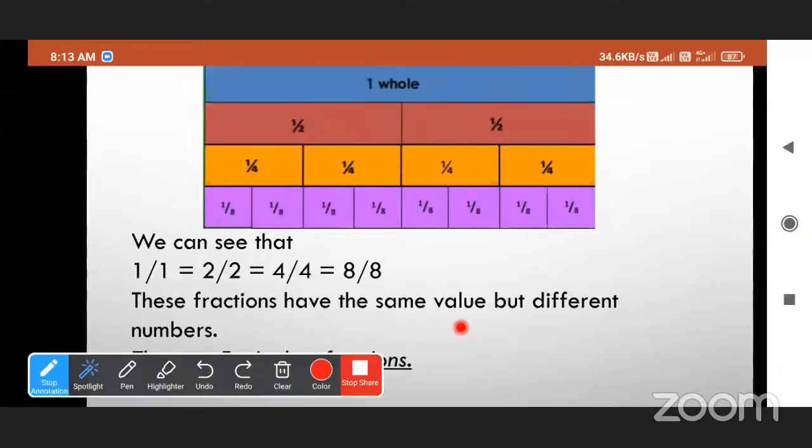So see here, 1 upon 1 is 1. 2 upon 2 is 1. 4 upon 4 is 1. And 8 upon 8 is 1. So the value of all the fractions is equal. So these fractions are called equivalent fractions. 1 upon 1 is equal to 2 upon 2, and 2 upon 2 is equal to 4 upon 4. So all these fractions are equal to each other. These fractions are called equivalent fractions.